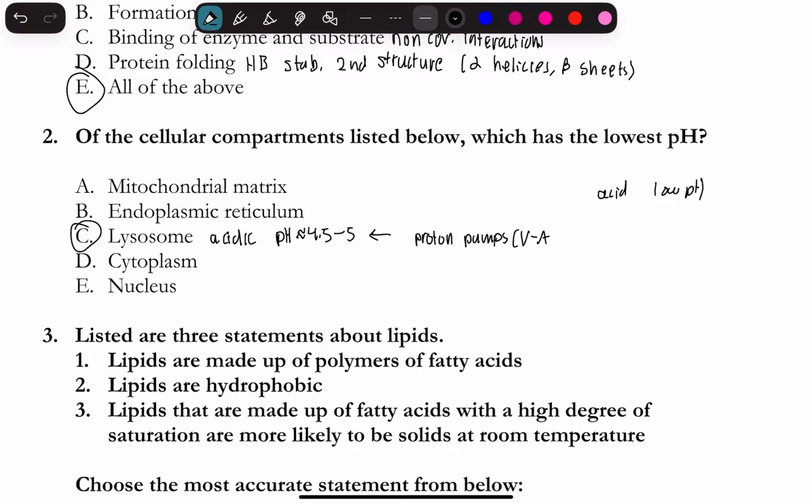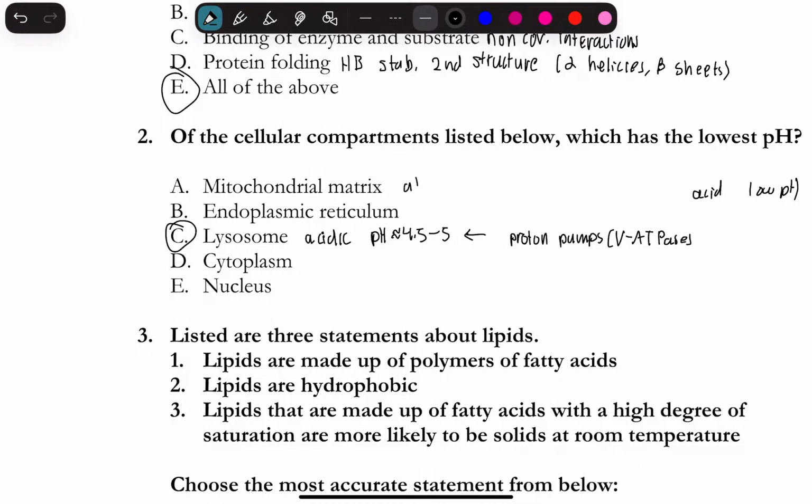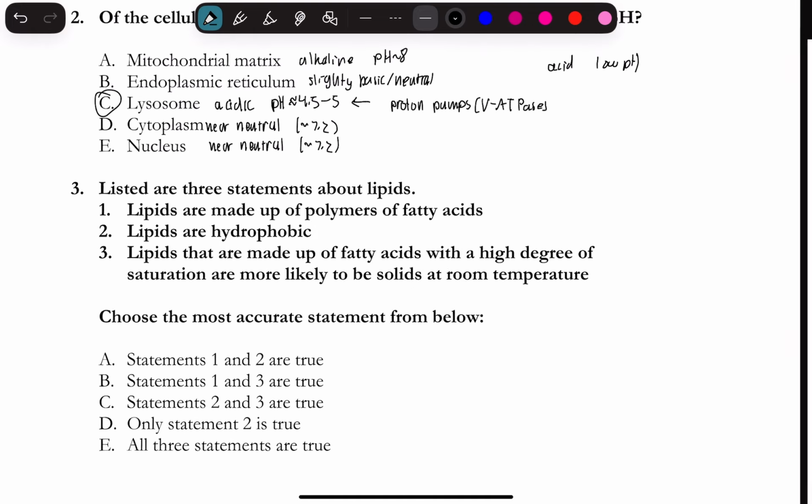which are the V-ATPases. And the mitochondrial matrix is alkaline, with a pH of approximately 8. Cytoplasm is almost neutral, approximately 7.2. And the endoplasmic reticulum is slightly basic or neutral. The cytoplasm and the nucleus are both approximately 7.2. So that just leaves us with C.